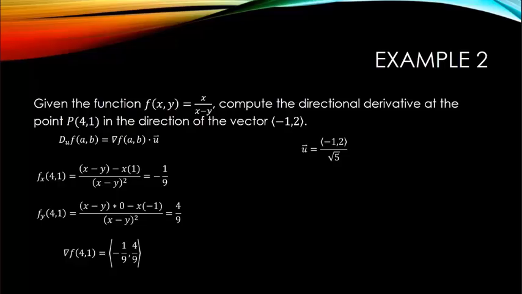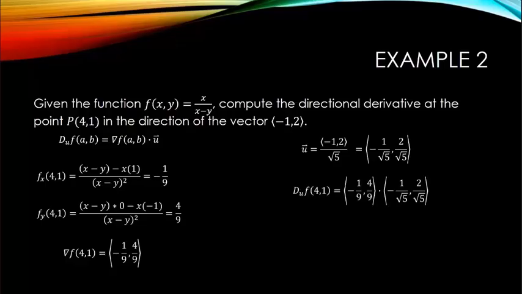I'm going to take the vector given by the components -1, 2, and divide by the magnitude, which is the square root of 5. This gives me a vector with the components -1 over square root of 5 and 2 over square root of 5, so that my directional derivative of f evaluated at 4, 1 becomes the dot product of the vector with components -1/9, 4/9, dotted with the vector with components -1 over square root of 5 and 2 over square root of 5.